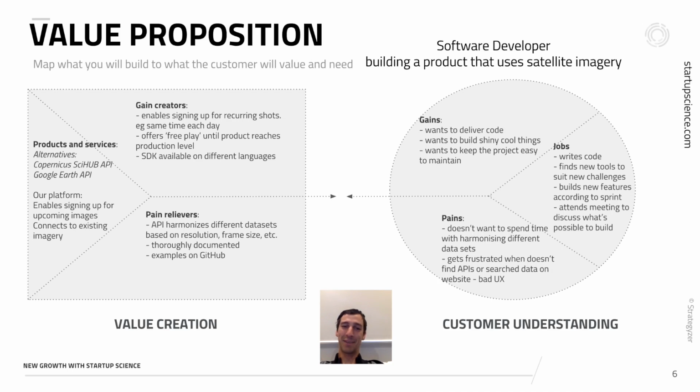And here comes our product. We found a few alternatives like Copernicus API or Google Earth API. But our platform would enable them to sign up for upcoming imagery as well. So they can just create a rule for when and where they want to get imagery, and they would get that right into their inbox.